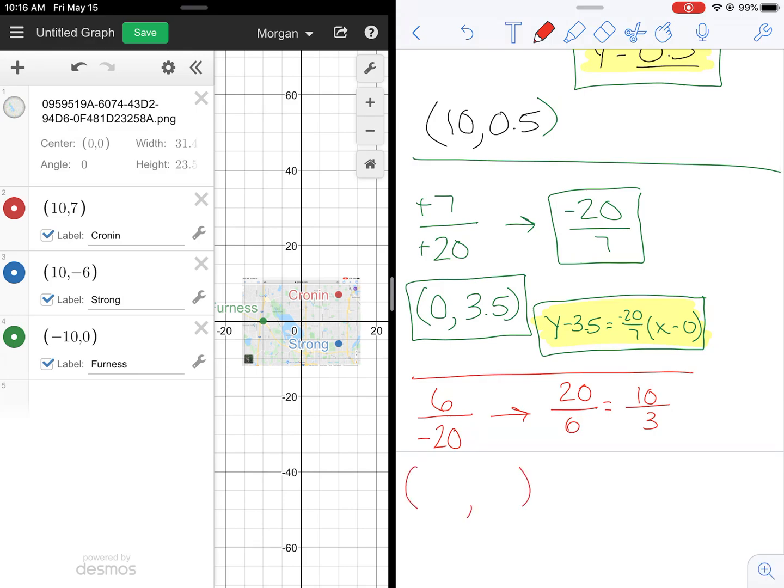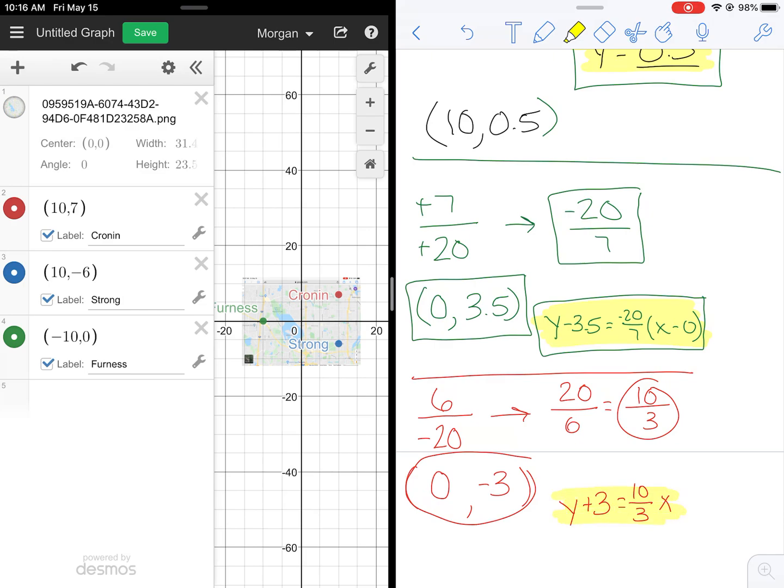My midpoint then between those two: 10 plus negative 10 is 0, divided by 2 is still 0. Negative 6 plus 0 is negative 6, divided by 2 is negative 3. I'm using this slope and this point in point slope form. So I'll have y plus, or minus a negative 3 becomes a plus 3, equals positive 10/3 times x minus 0.